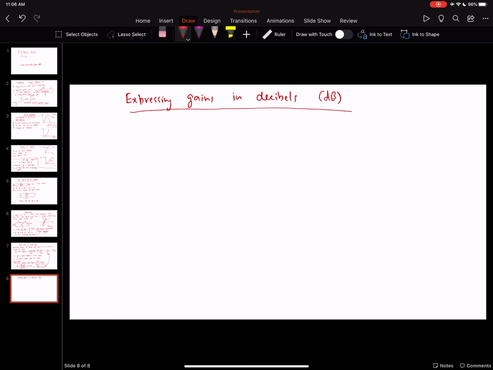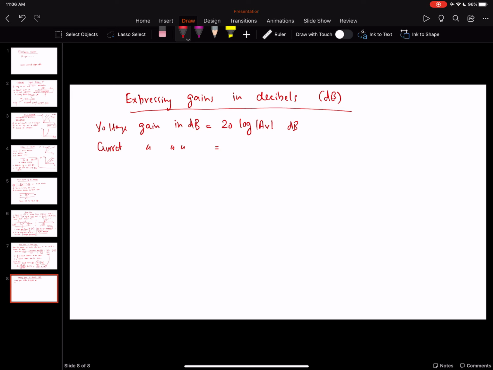Essentially what decibels is, we end up multiplying our gain parameters with log functions. Okay, so I am going to write down these expressions. The voltage gain in decibels equals 20 log of AV decibels.